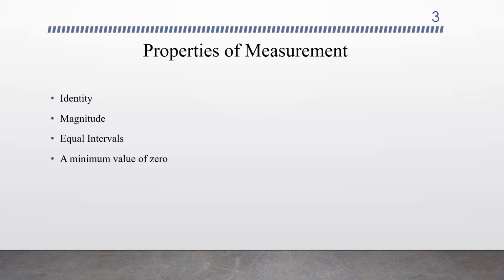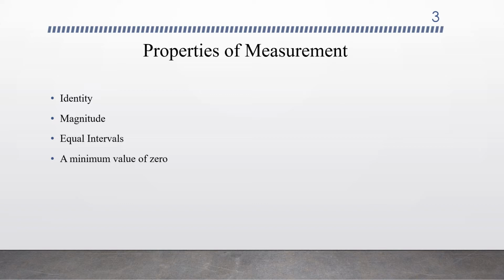The first one being identity, which means the variable that we are going to measure must have some meaning to it. For example, age, for example, gender, for example, color. There is a unique meaning to what exactly we are measuring.